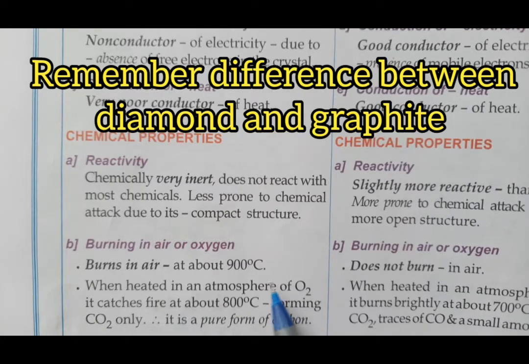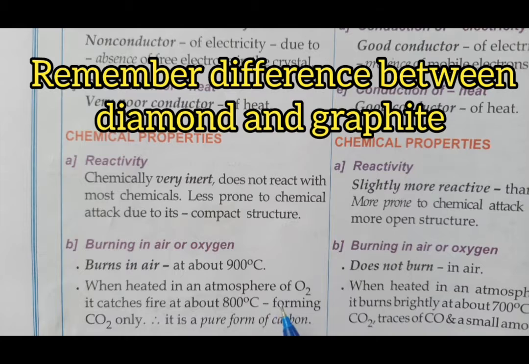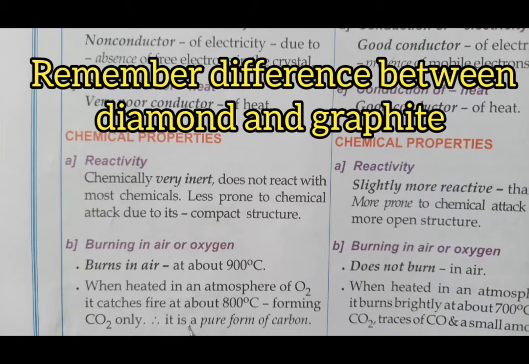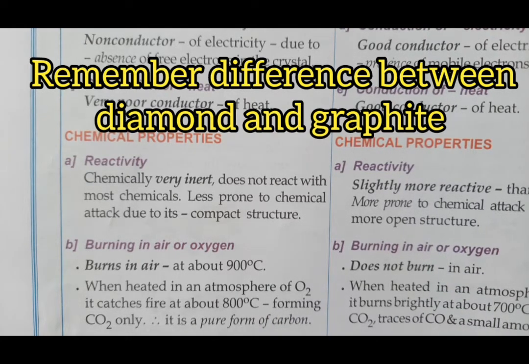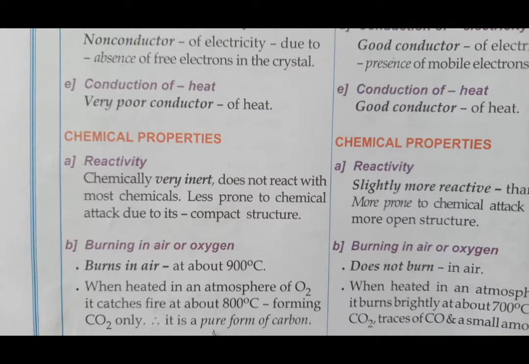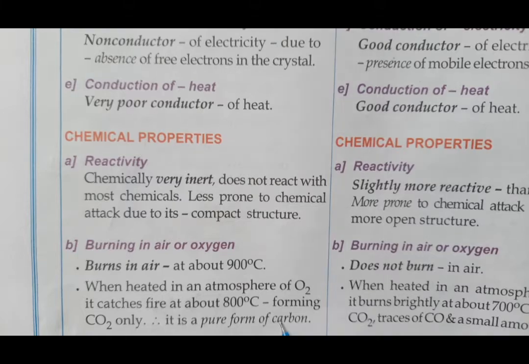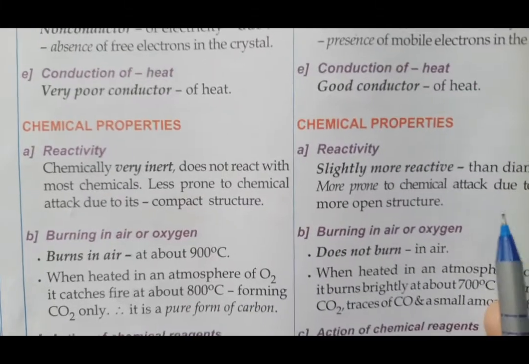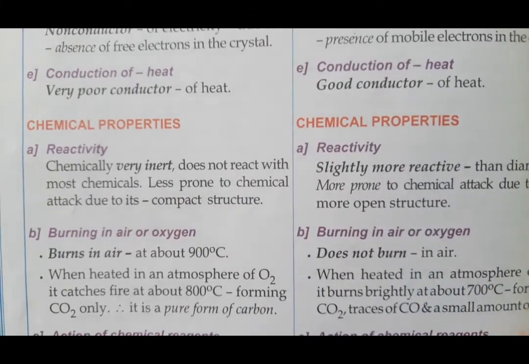So when heated in the atmosphere of oxygen, it catches fire at about 800 to 900 degrees Celsius, forming carbon dioxide only. Therefore, it is a pure form of carbon in crystalline form. In crystalline form, the pure form of carbon is diamond, whereas graphite does not burn in air.